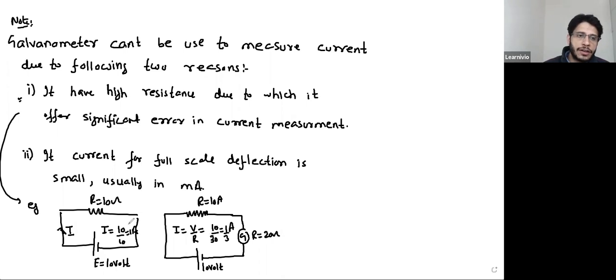So the actual value of current is 1 ampere. But if you are trying to measure this current using a galvanometer of 20 ohm, the value of current comes out to be 0.33 ampere. So there is an error of around 0.7 ampere. You're measuring a current of 1 ampere, and you're having an error of 0.7. What you're getting is 0.3 only. The large error is why we don't measure current using a galvanometer. The reason is resistance is very large. Resistance is 50 ohm, 60 ohm, sometimes 200 ohm. Due to that high resistance, we cannot use it to measure current.